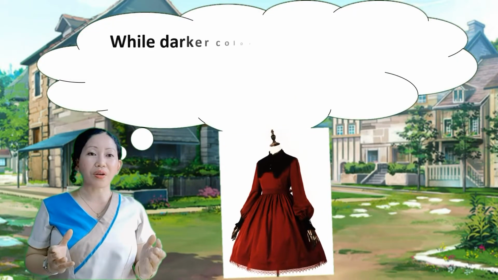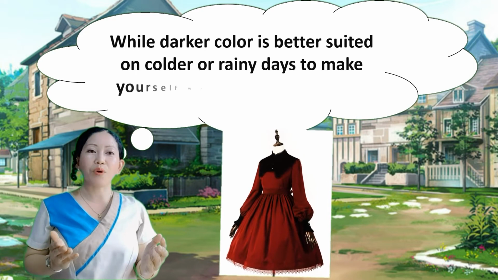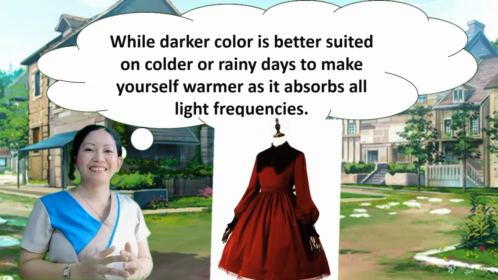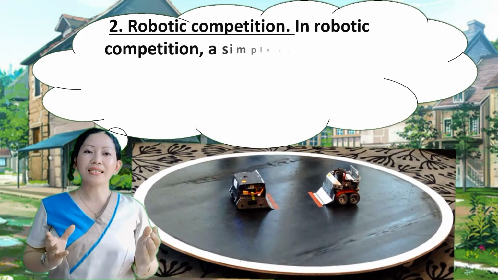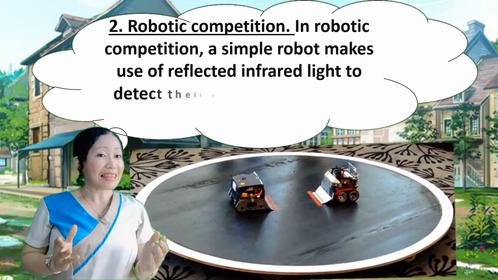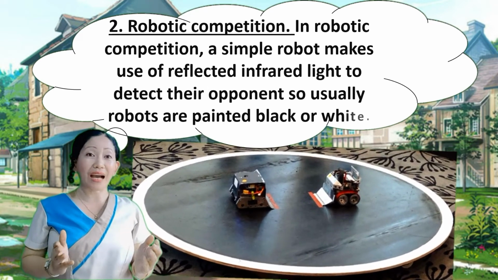While darker color is better suited on colder or rainy days to make yourself warmer as it absorbs all light frequencies. Number 2, robotic competition. In robotic competition, a simple robot makes use of reflected infrared light to detect their opponent, so usually robots are painted black or white.